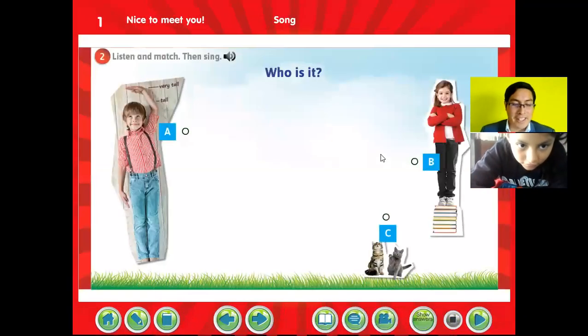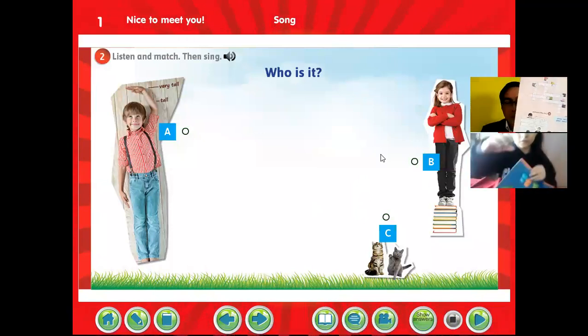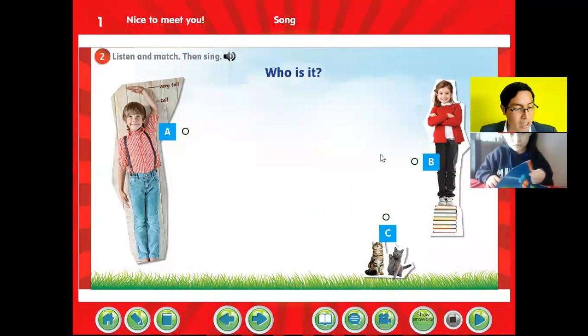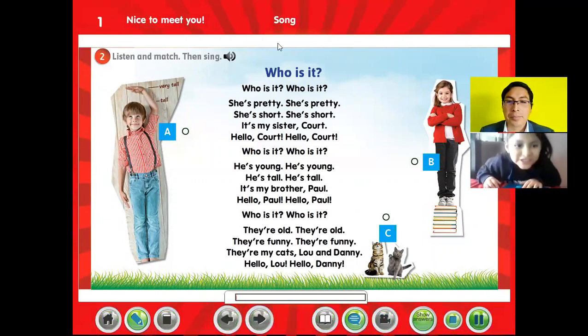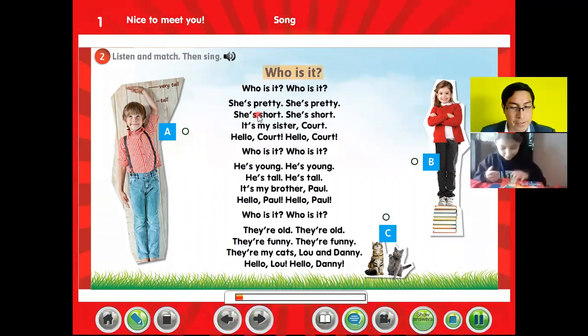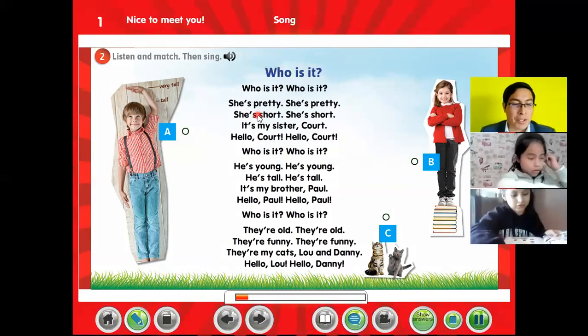Let's start singing, okay? While you're working, while you open your workbook, page 12 and 13, okay? Let's sing the song. Open your microphones. Let's sing. Number 2, listen and match. Then sing. Open your microphones. Workbook, Daniela, the workbook.